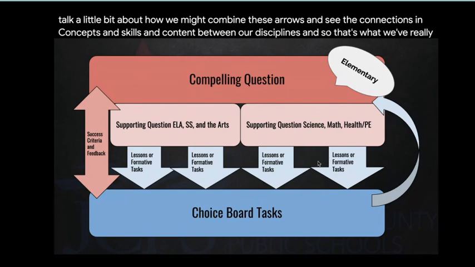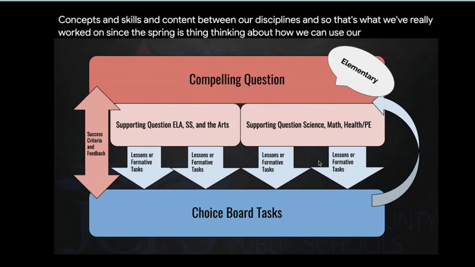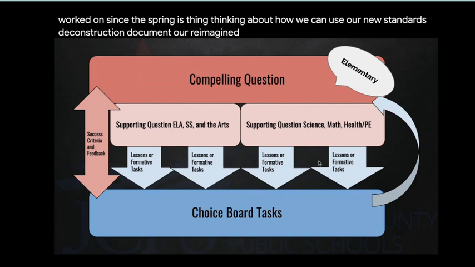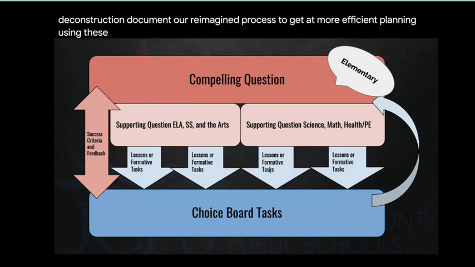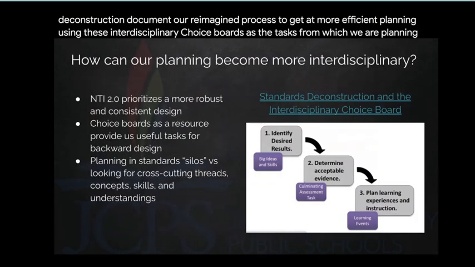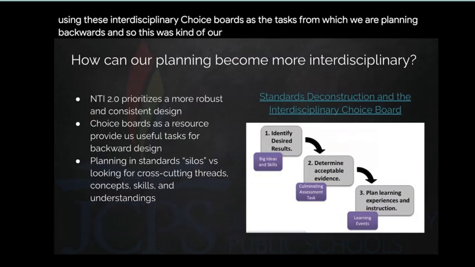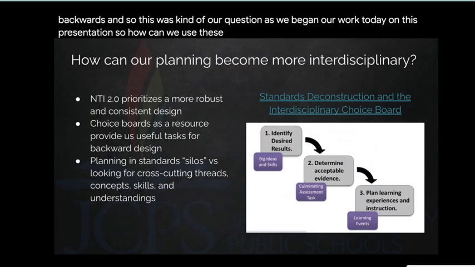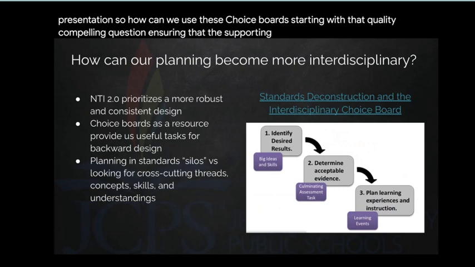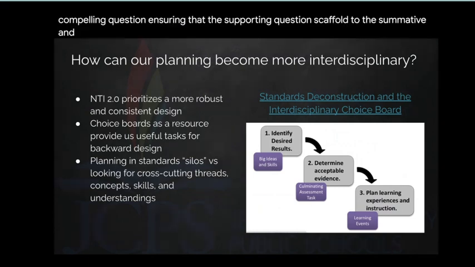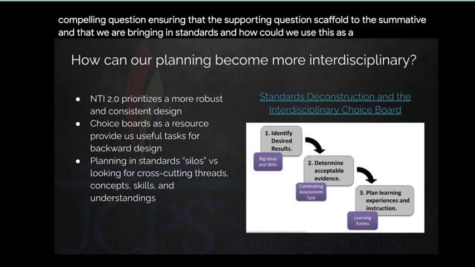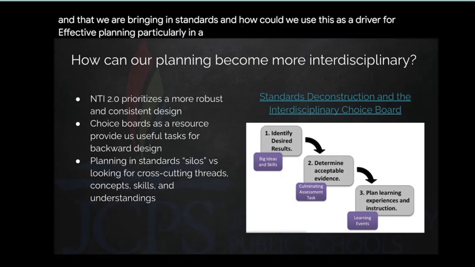And so that's what we've really worked on since the spring, is thinking about how we can use our new standards deconstruction document, our reimagined process, to get at more efficient planning using these interdisciplinary choice boards as the tasks from which we are planning backwards. And so this was kind of our question as we began our work today on this presentation. So how can we use these choice boards, starting with that quality compelling question, ensuring that the supporting questions scaffold to the summative, and that we are bringing in standards, and how can we use this as a driver for effective planning, particularly in elementary school?